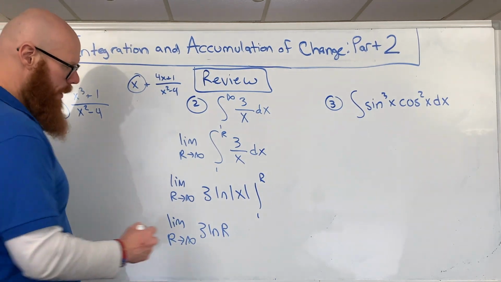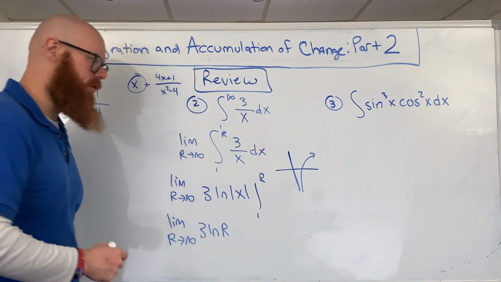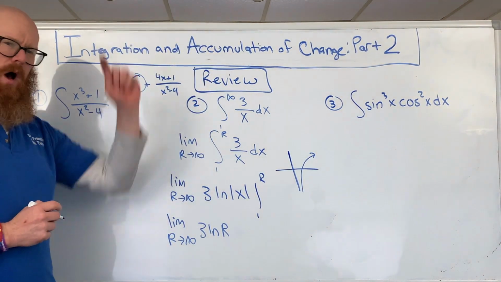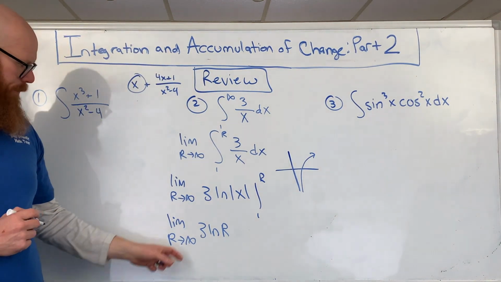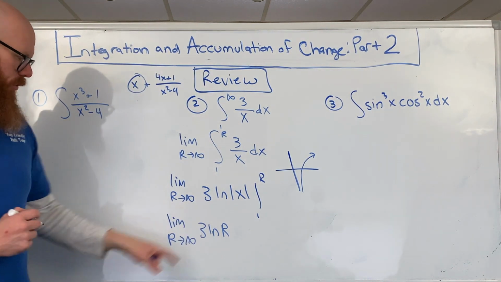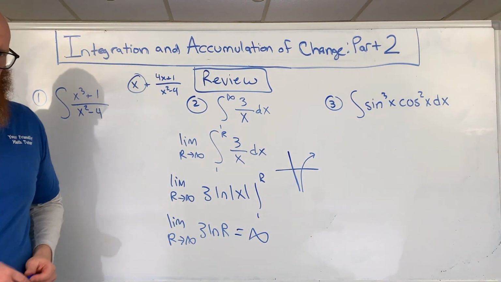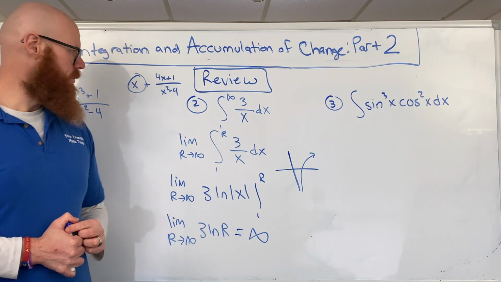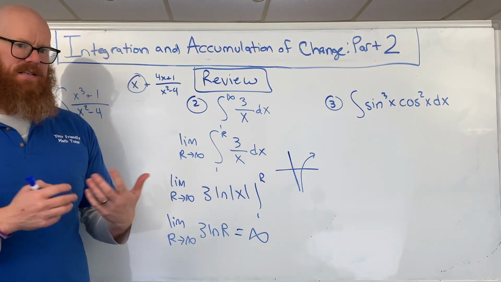And if we remember what the natural log function looks like, it goes like this. It does not have a horizontal asymptote, so it's going to go up forever. It levels off a lot, but it still is always trending upward. So therefore, this goes to infinity. So we're going to have another one of those diverging areas. So the answer to this is infinity, or it is an improper integral that diverges.